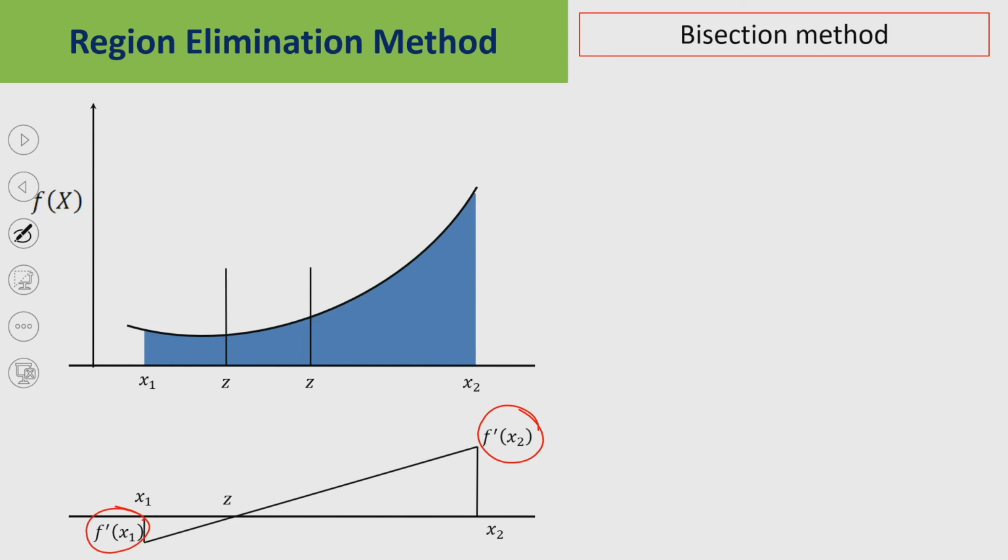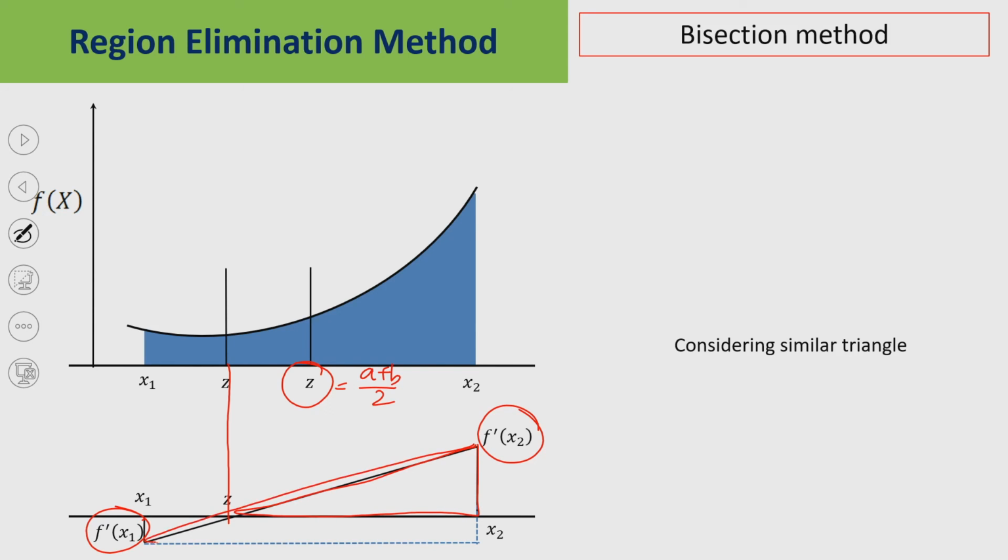Now, this is the earlier z, which is z equal to (a plus b) by 2, and now I would like to take the z value somewhere here, where the sign has changed. Now, if I consider similar triangles, this is one triangle and another triangle is the larger triangle.